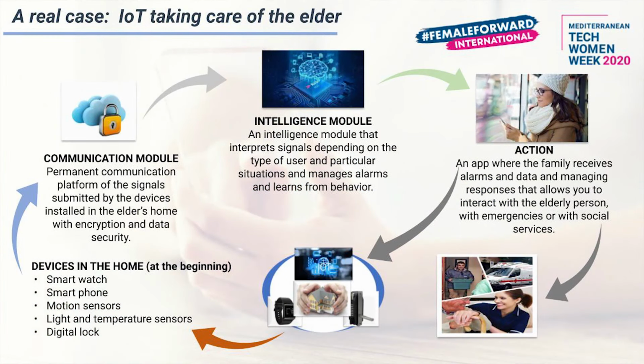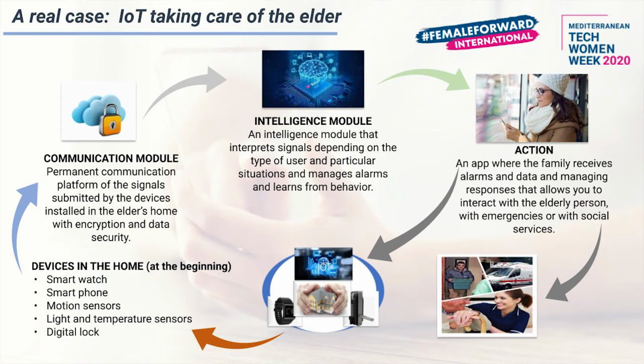In this case, the intelligence model is analyzing the combined data from many devices. Okay? It's not analyzing just one device. For example, if the digital key is sending us information that the person has been out for 2 hours, and the GPS position is not sending any information about the elder, the artificial intelligence model takes the decision to send a report or an alarm to the family in order to be sure that they are able to take action.